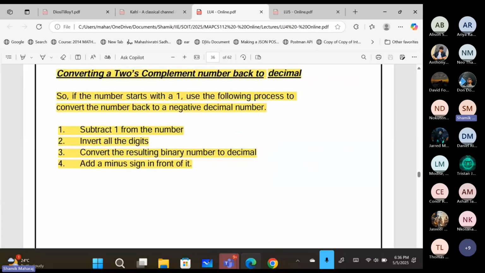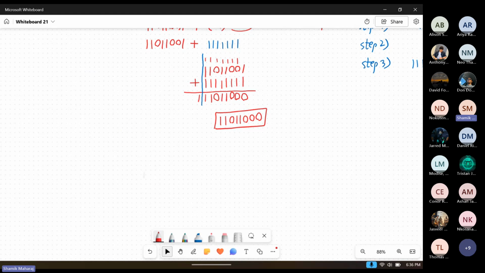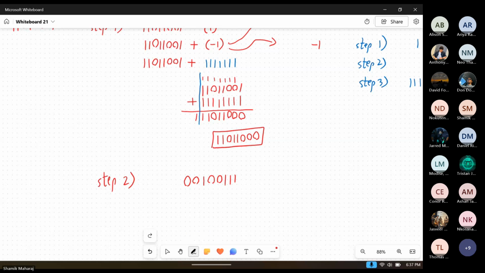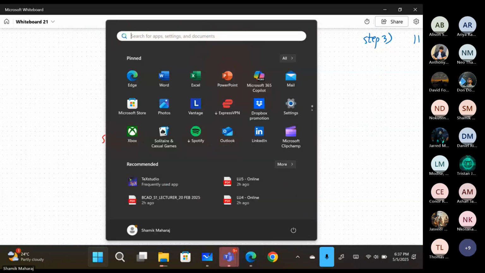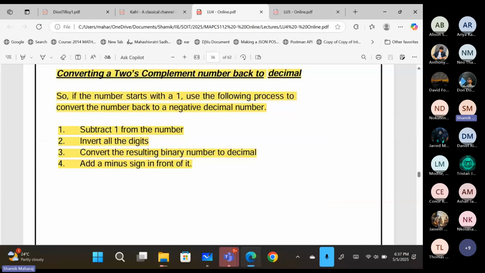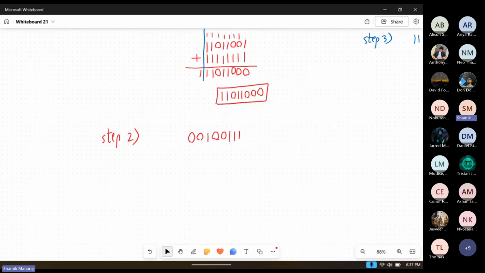Invert all the digits. Okay, that we can do. That's straightforward. Where's all this extra stuff coming from? Step 2, invert all the digits. So just zeros become ones and ones become zeros. That's all it is. All right, step 3. Where are you? Convert the resulting binary number to decimal. We can convert it to decimal, that we know how to do. We should be experts at that by this point.